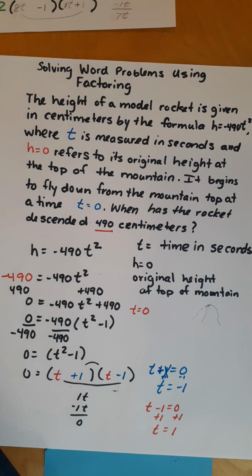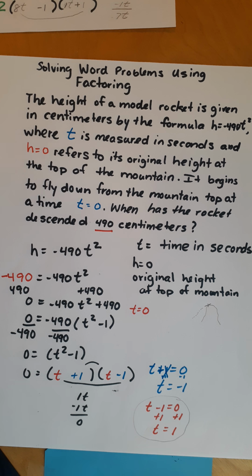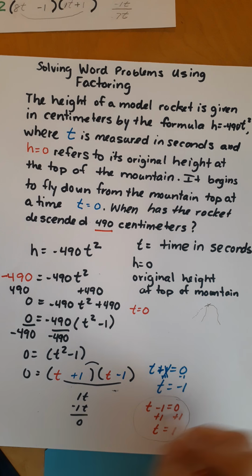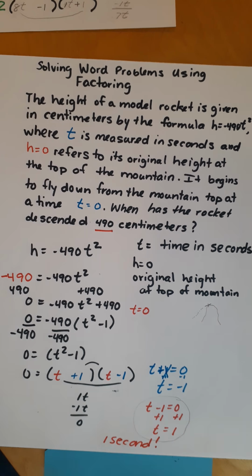Now, time, unless you've invented a time machine I don't know about, and I'd be curious to see it, time, we don't go backwards. So the only possible solution is 1 second. So at 1 second, that rocket descends 490 feet, which is kind of cool. So that is it. 1 second. Bada bing, bada boom. And that's it.